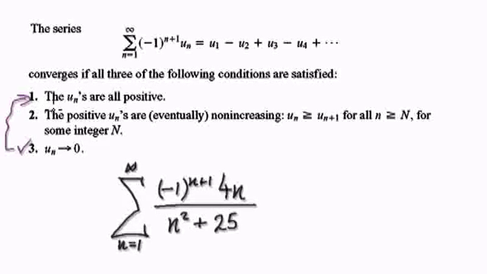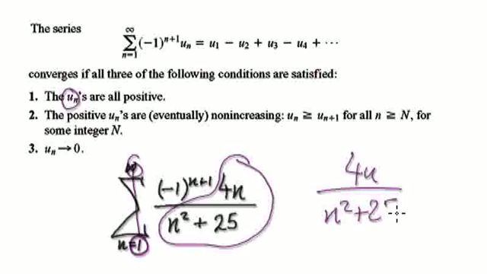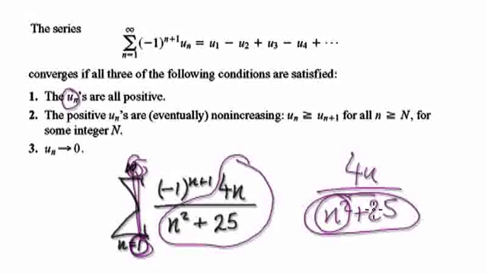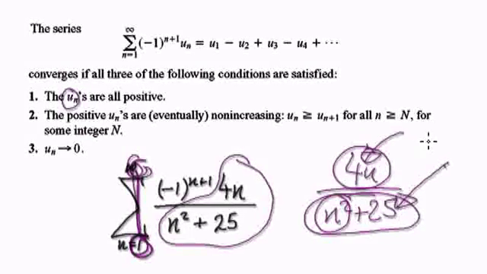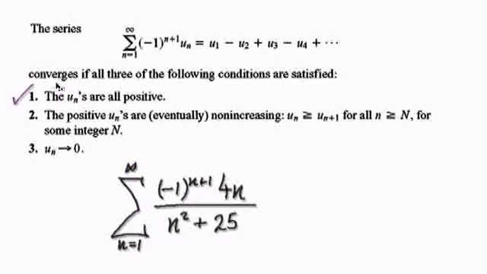Now we need to check this one here. In the domain from 1 to infinity, will all our uns be positive? Looking at this, in the domain from 1 to infinity, this will always be positive, therefore the whole denominator will always be positive. The numerator, from 1 to infinity, will be positive. The denominator is positive, the numerator is positive, therefore the whole thing will always be positive. So this has been satisfied.